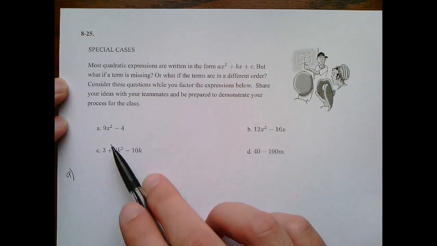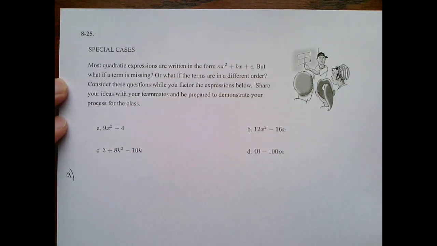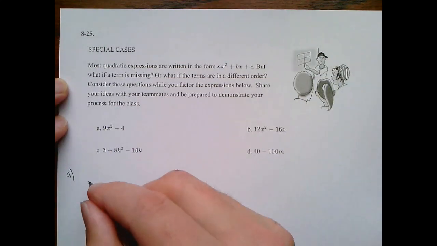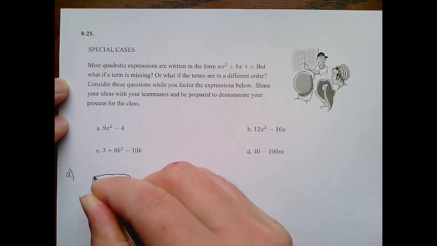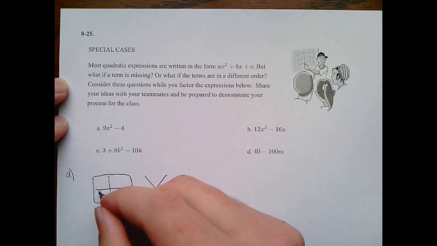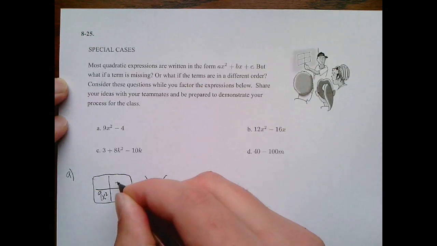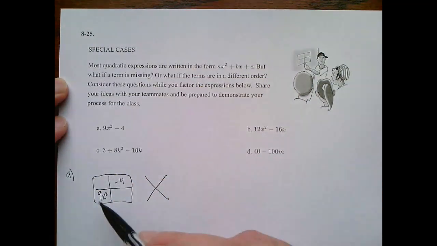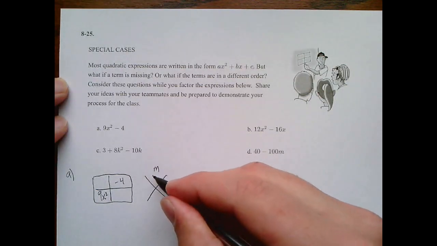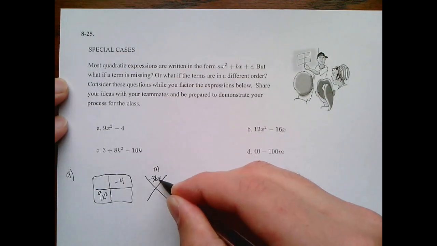All right, so notice in A we have a 9x squared minus 4. And I'll say it this way. If you have a quadratic term and if you have a constant term, then you should still do the same thing that we did on the other side. So you can still set up a box here and an x. My quadratic term 9x squared will go on the bottom left. Negative 4 constant will go on the top right. So if I multiply these two things, 9x squared times negative 4, this would be negative 36x squared.